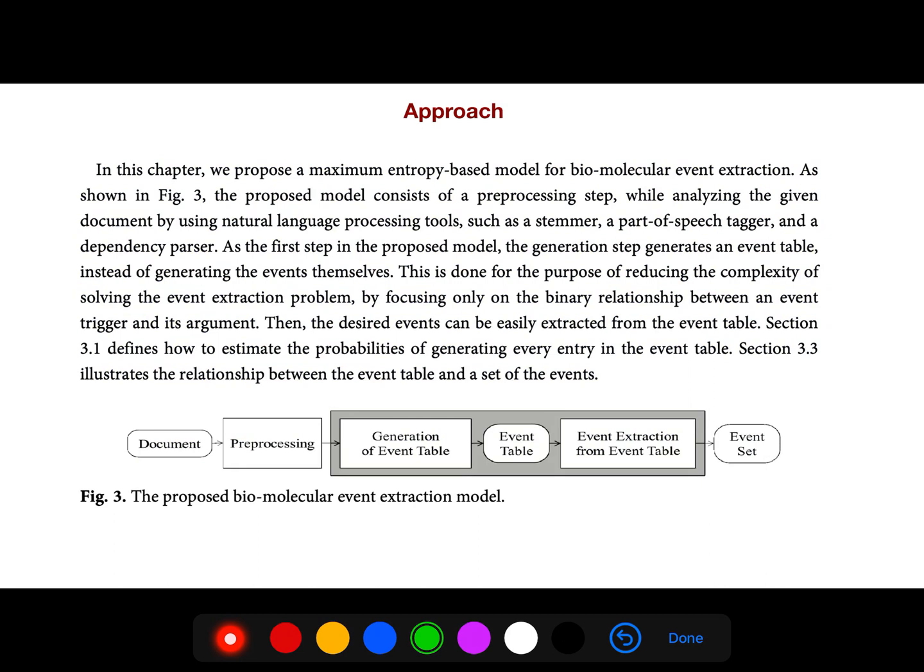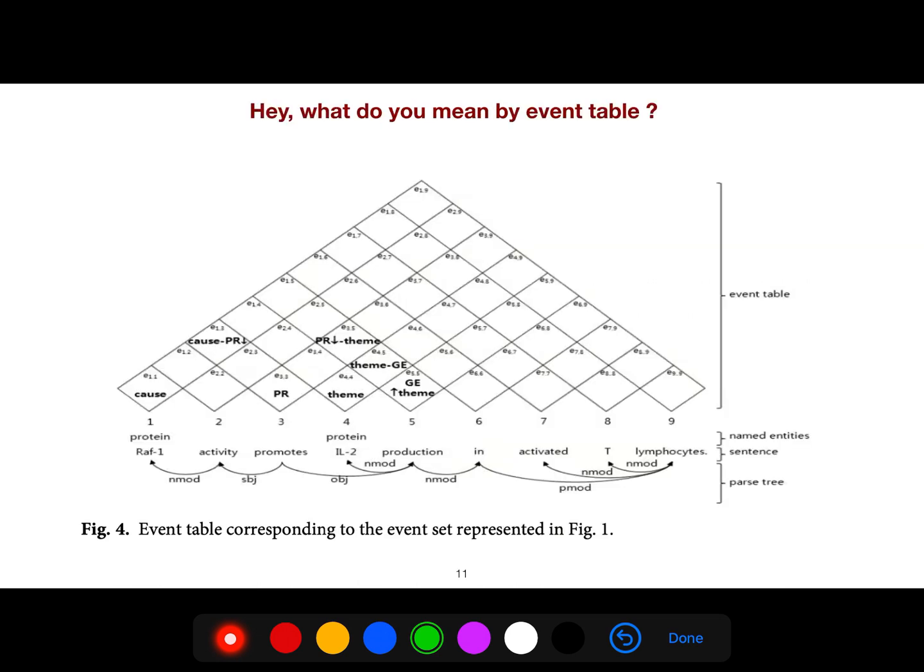In this chapter, we propose a maximum entropy-based model for biomolecular event extraction. As shown in this figure, the proposed model consists of a pre-processing step, analyzing the given document by using natural language processing tools. So by generation of events, we create our event table, and from that, event extraction is easy. So we have an event table corresponding to the event set. Of course, in recent years, there are very, very few papers working on this paradigm for some reasons.